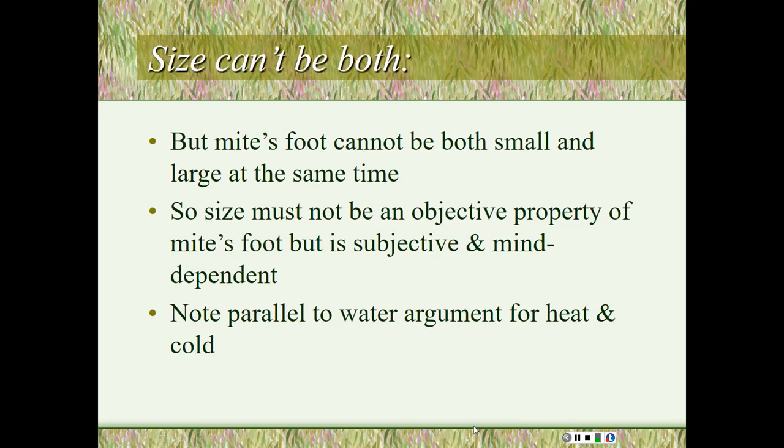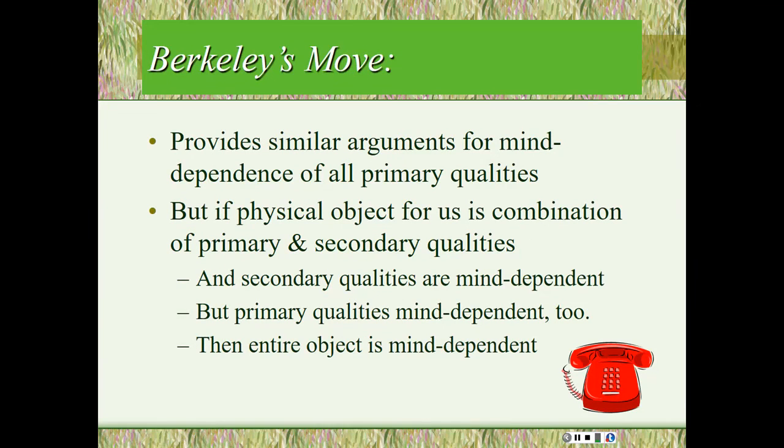So that's a good place to stop then. Let me just tie it up with this slide. He provides arguments that also show that the primary properties are mind dependent and subjective. But if for us what we experience as a material object is nothing but a combination of the primary and secondary properties, but now, after Berkeley's arguments, all of them are mind dependent, then the whole object is mind dependent, dependent on a perceiver for its existence. And esse est percipi: to be is to be perceived by some mind or other.